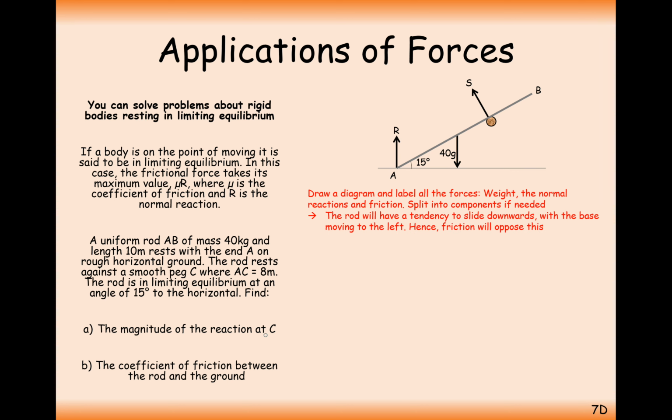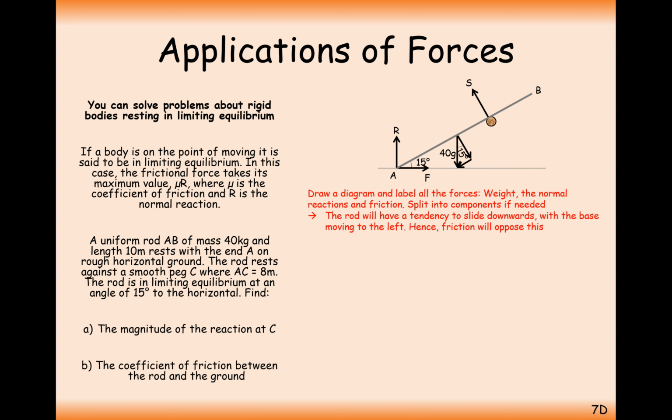So we've got to work out the reaction at C, so we're going to work out this S force here. The rod will have a tendency to slide downwards with the base moving to the left, hence friction will oppose this. So that's why we need a friction force acting to the right, because if you can imagine placing a pencil and putting a peg in at a point on a wall, that pencil could potentially slip down the peg and end up lying flat on the ground.